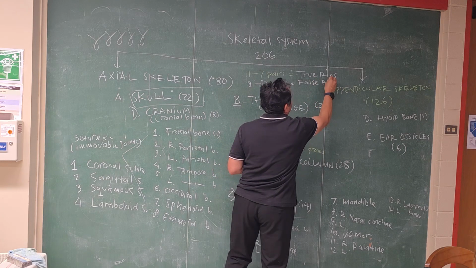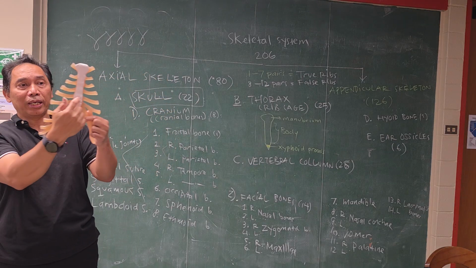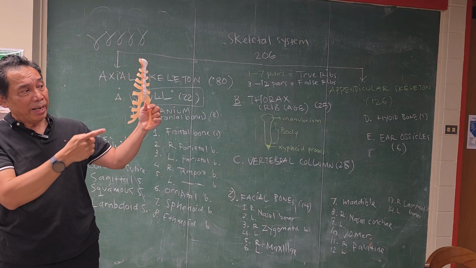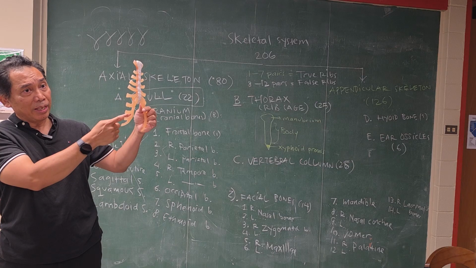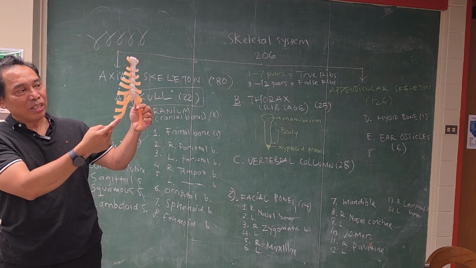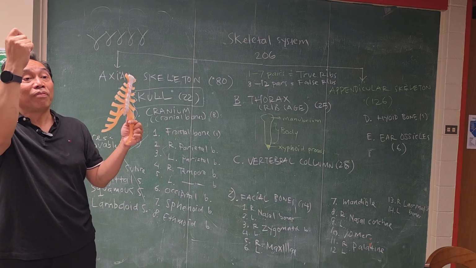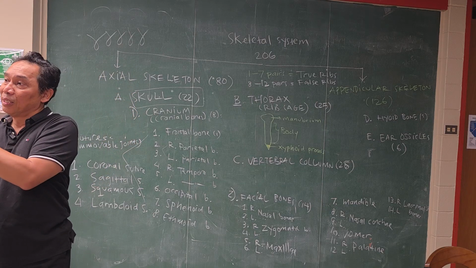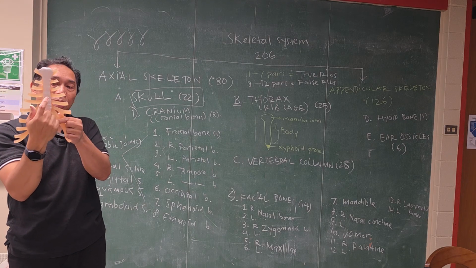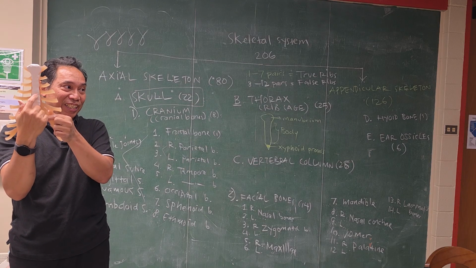Why do you call it a false rib? Because they are not directly attached to the manubrium or to the breastbone, right? Number 8 is attached to number 7. Number 9 is attached to number 8. Number 10 is attached to number 9. And then together with number 7, they go. So basically, they attach to the ribs above it, not directly to the chest bone, the breastbone. Okay?